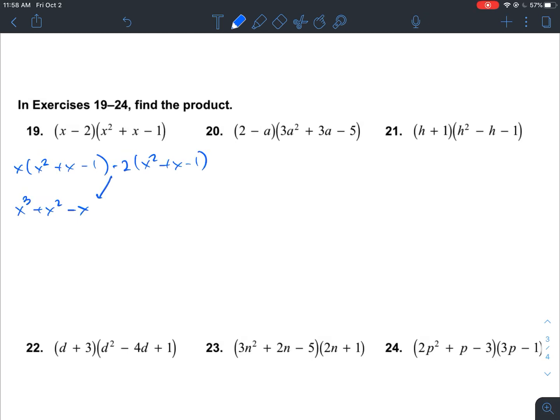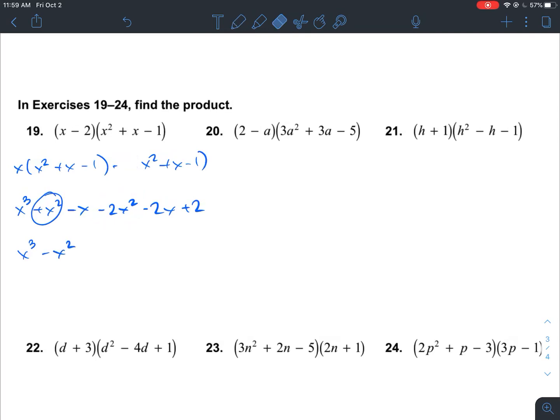Now I have this minus sign right here, or I'm going to take that -2, right? So -2 times x squared, -2x squared, -2 times x is -2x, and -2 times -1 is +2. Now we just have to combine like terms. So there's x cubed, and there's no other x cubed in here. I have an x squared here and an x squared there. So -2 and +1, that's going to be negative x squared.